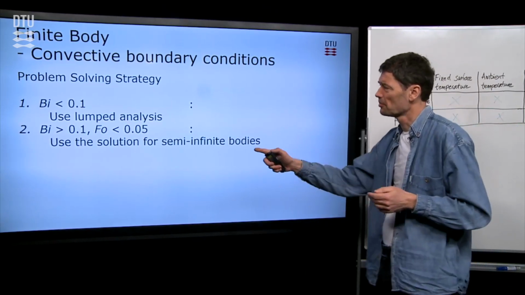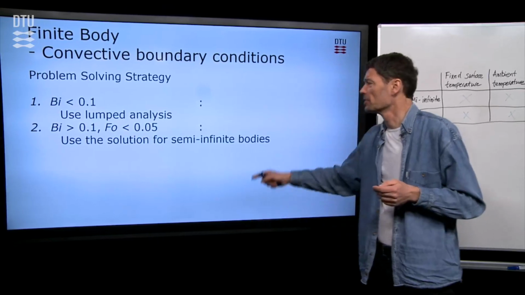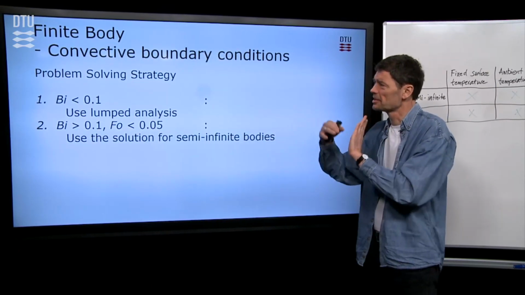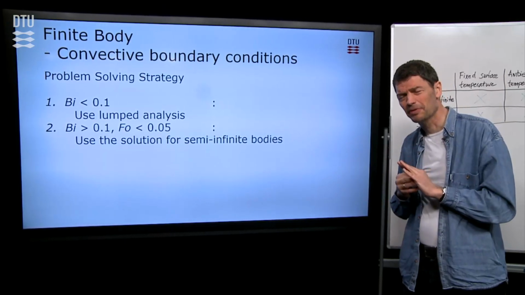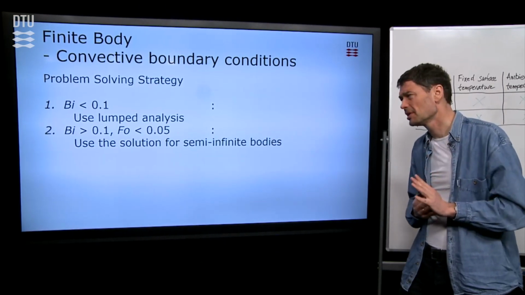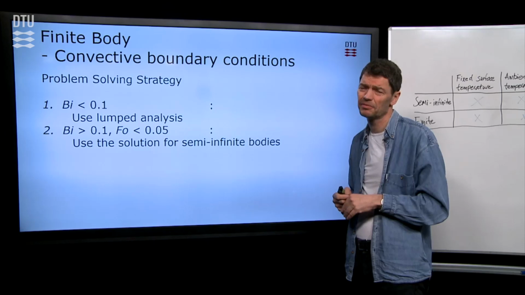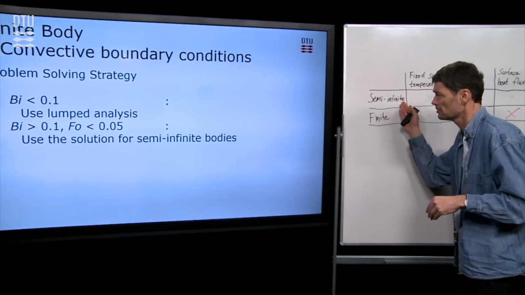But for larger Bi numbers, but for small times, well then, if the material is finite or semi-infinite, the temperature profile has not developed very far into the material, so then we can use solutions for semi-infinite bodies, as we talked about before.